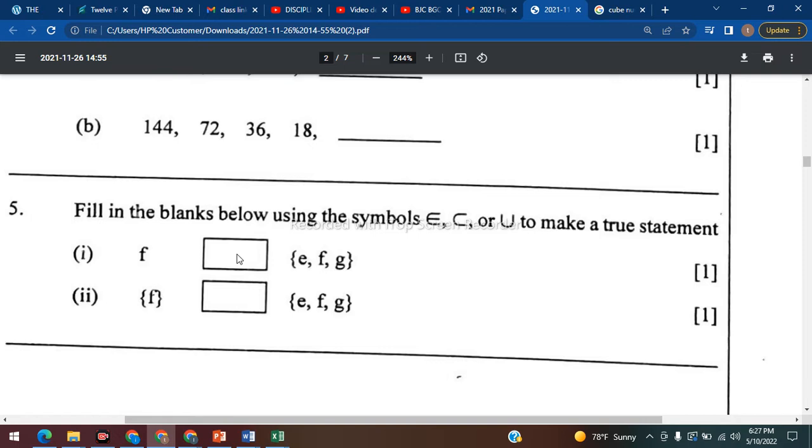I know why it could be E. Okay, why could it be E, Miss Cooper? Because that's showing that F is an element of that thing. Thank you so much.